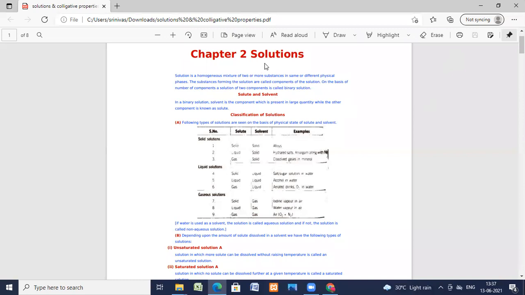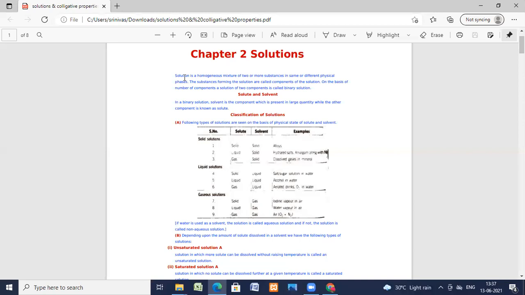Today's chemistry class, I'm going to explain to you about solutions. A solution is a homogeneous mixture of two or more substances in the same or different physical phases. So the phases can be different.